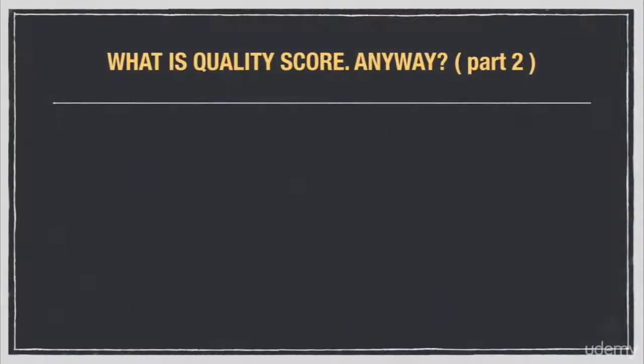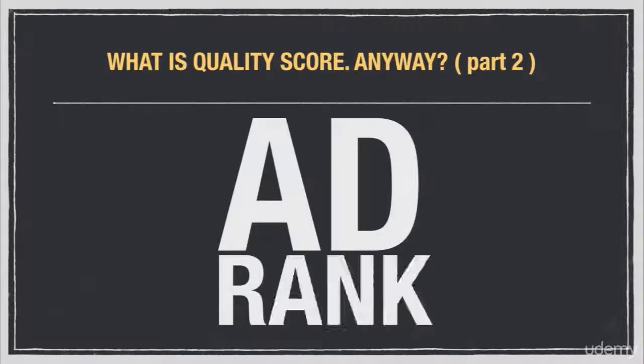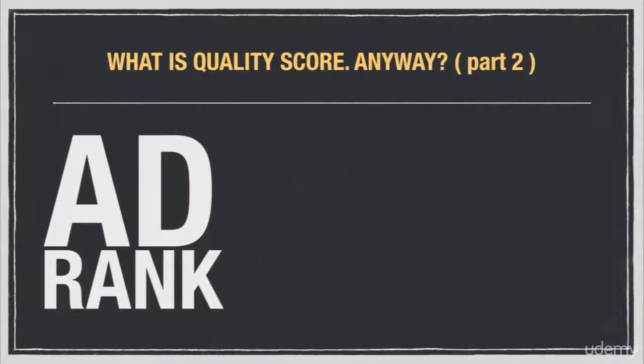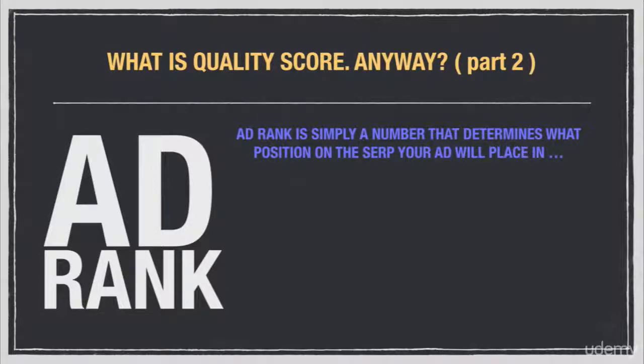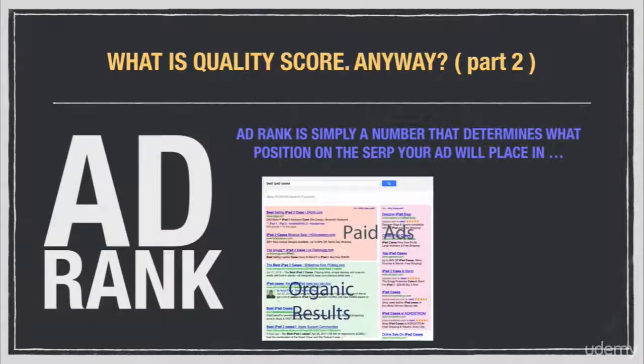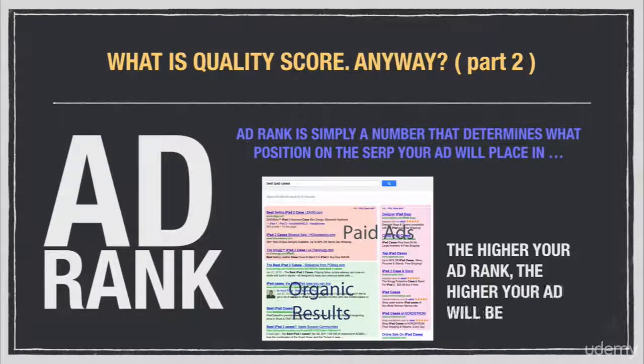One of the first numbers you need to be familiar with is something called ad rank. Your ad rank is just a number that determines what ad slot your ad will show in. The advertiser with the highest ad rank gets their ad in the very top ad slot on the search engine results page, or SERP. Your ad rank is calculated in a live auction every single time a search is performed on Google. The question is, how does Google calculate your ad rank?